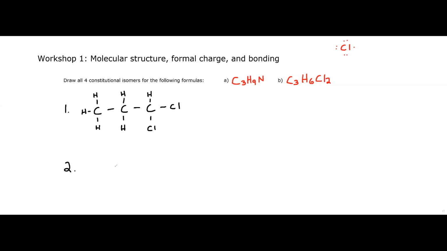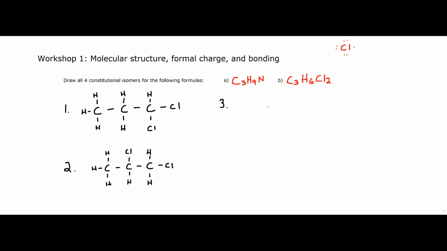So for the second structure, what can we draw? Let's keep with this carbon chain because we still have other options. And let's take one chlorine and move it over to the middle carbon. So now we have one chlorine on the end and one chlorine in the middle. This would be a unique structure that's different from the one above. Make sure all your hydrogens match up. We have 6 hydrogens, so that one looks good too.